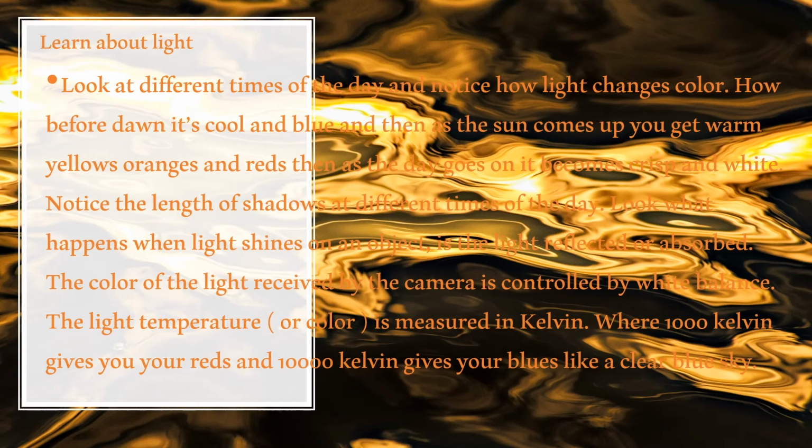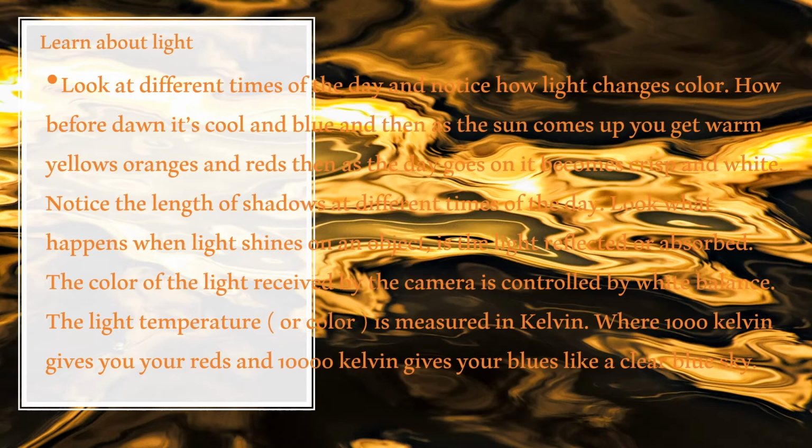Tip number 5. Learn about light. Look at different times of the day and notice how the light changes color. How before dawn it's cool and blue, and then as the sun comes up you get warm yellows and oranges and reds, and then as the day goes on, it becomes a crisp white light. Notice the length of shadows at different times of day. Look what happens when light shines on an object. Is the light reflected or is it absorbed?